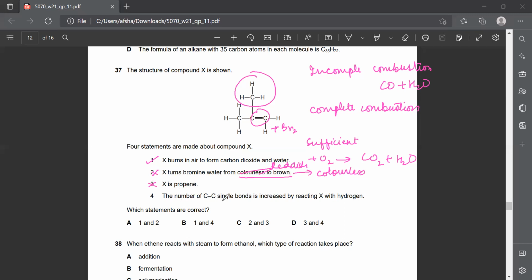The number of carbon-carbon single bond is increased by reacting X with hydrogen. Agreed? Because if I react this with hydrogen, one hydrogen on either side of the double bond, then this will become a single bond. So the number of carbon-carbon single bond will be increasing. So 1 and 4 are correct. So for question number 37, the correct option is B.